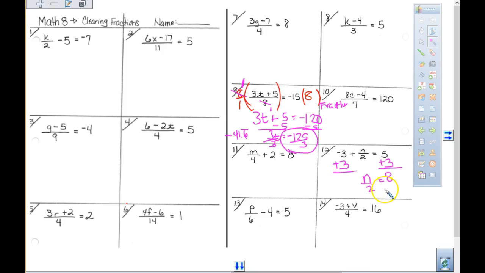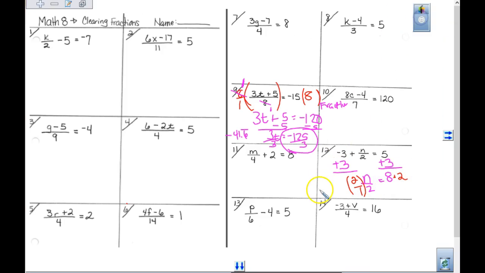And now, if I have n divided by 2, the opposite of dividing by 2 is to do what? Multiply. And I'm going to multiply this side by 2 over 1, and here I'm just going to take it times 2. And so when I do that, this 2 over 2 leaves me with n, and n is 16.